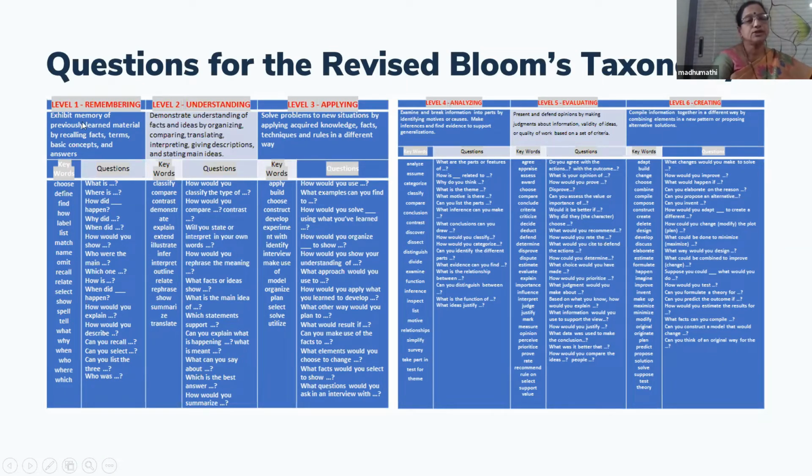Levels 1 and 2 are under the lower order of thinking. The student still needs to improve, and this is how they are assessed. If in the question paper, out of, for example, 8 questions given, he is asked to answer 5, and he selects questions which belong to level 3, where he applies whatever he had learned, solving problems in new situations by applying the acquired knowledge, facts, techniques and rules in a different way.